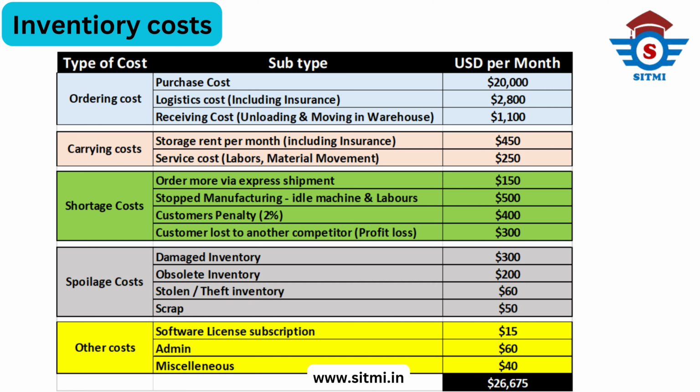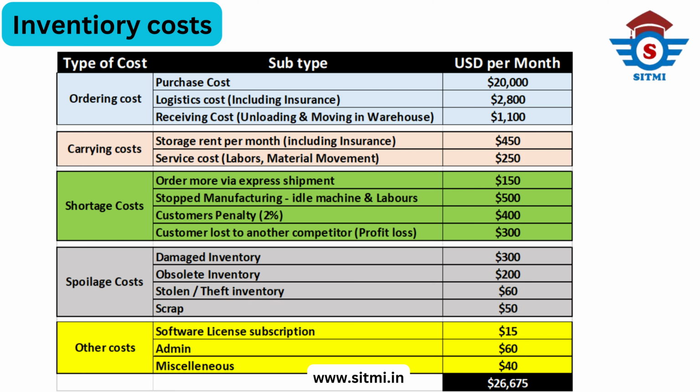In ordering cost, you can see the purchase cost per month is around 20,000 US dollars. Then logistics cost, including insurance, is around 2,800 US dollars. The third is receiving cost, which is unloading and moving material in the warehouse, around $1,100. Similarly, we have multiple costs, and you can see carrying cost, shortage cost, spoilage cost, and other cost.